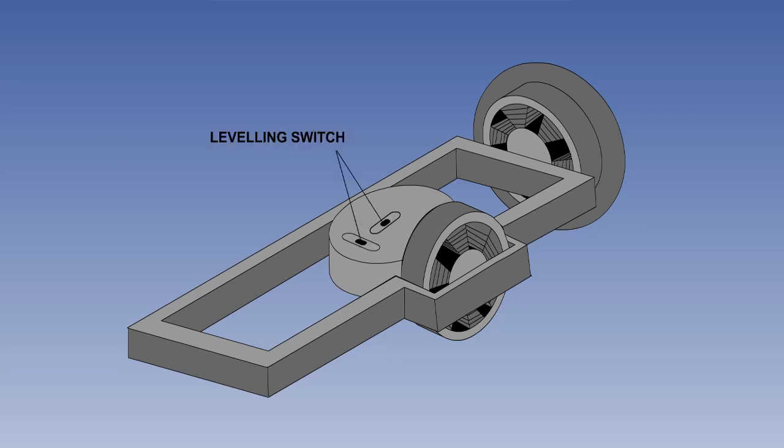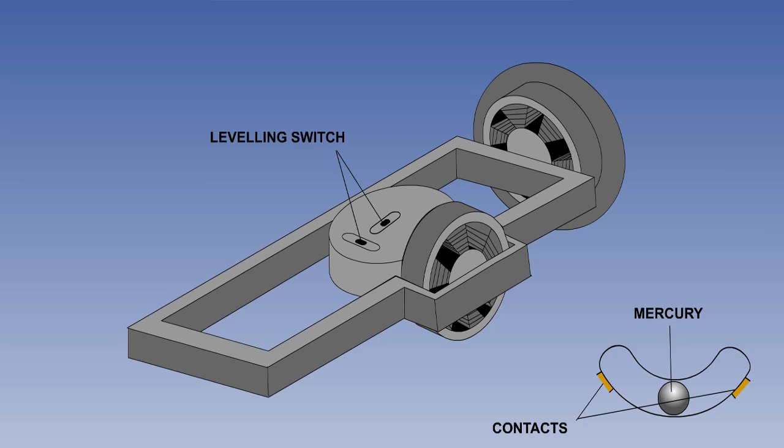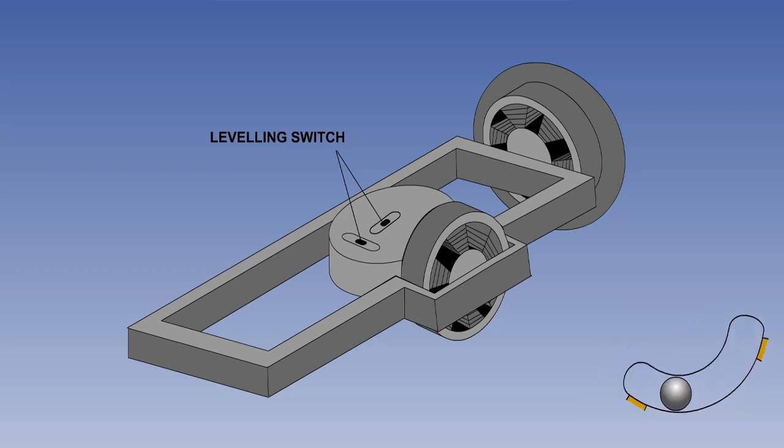There are two leveling switches, one to sense pitch and one to sense roll. We can see the principle of the mercury switch here. The switches are fixed to the base of the rotor and rely on gravity to centralize the mercury between two open electrical contacts. If a leveling switch is not level, the mercury will move to close the electrical circuit which will drive its associated torque motor.